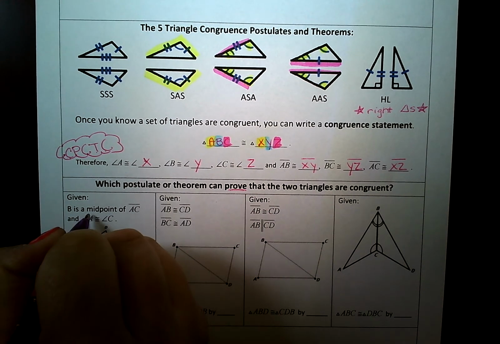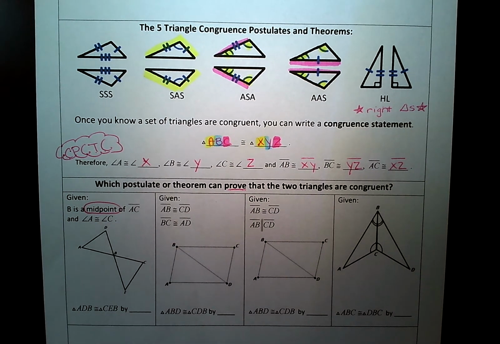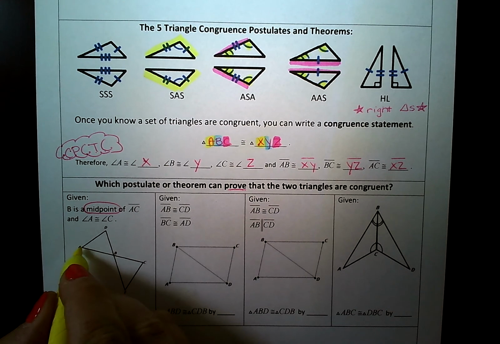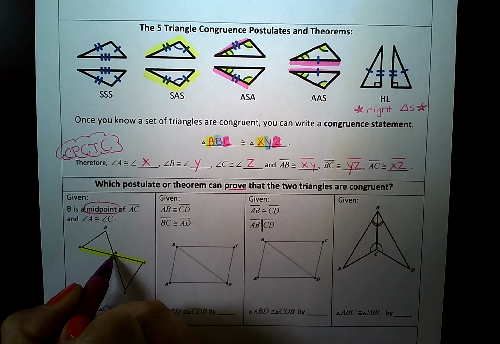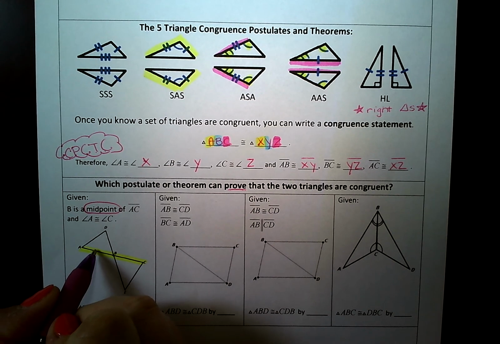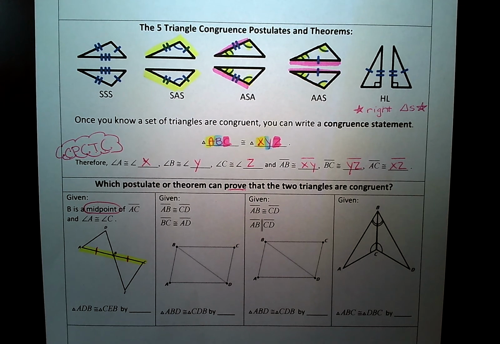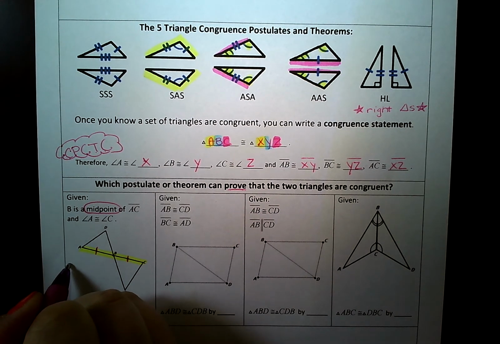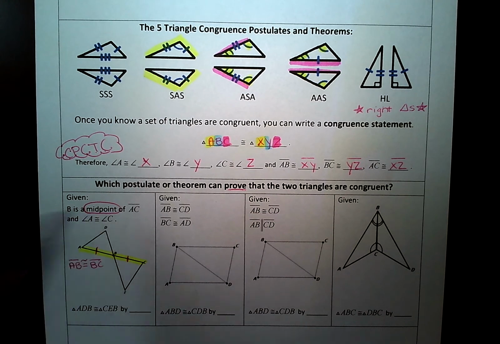B is a midpoint. Oh, there's such an important word right there. We have to know what a midpoint is. It says B is a midpoint of side AC. Here's side AC, and B is a midpoint. And we should know that that means that B is right in the middle of this line. Therefore, AB and BC would be congruent parts. AB is congruent to BC. All right, so that's one thing we get out of that word midpoint.